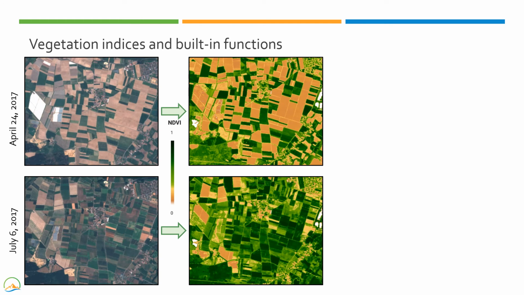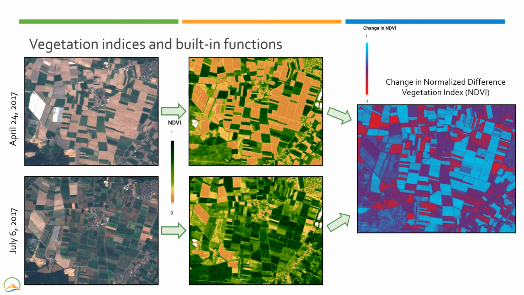Here, I applied the function to 2 images at the same location on 2 different dates, and then calculated the change in NDVI by subtracting the first from the second. Blue colors on the final image indicate that there is more healthy vegetation in the second image, and red means the amount of healthy vegetation decreased in the time period.